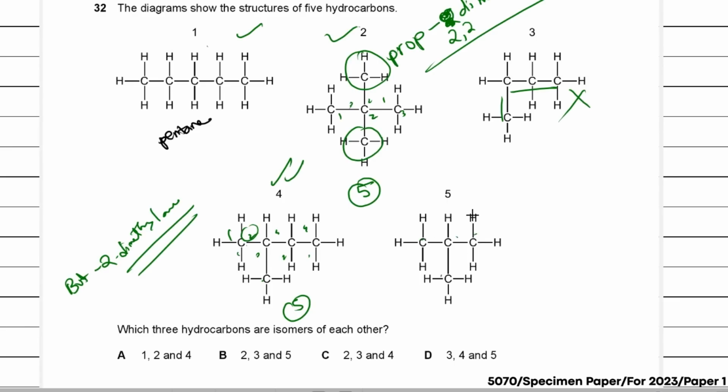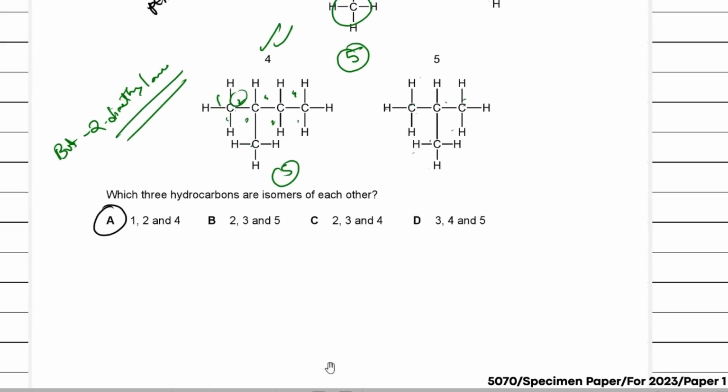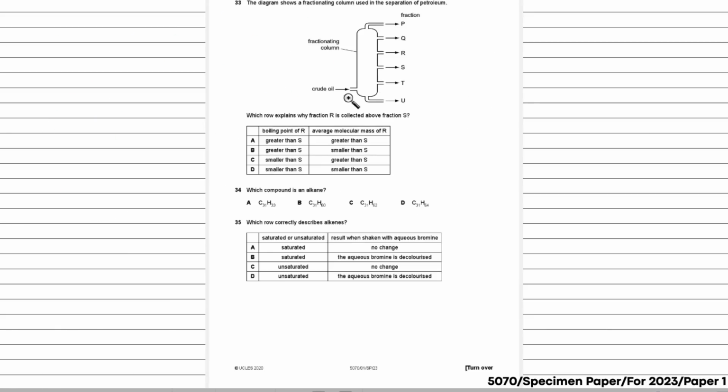1, 2, 3, 4, we've got 4. So these 2 are isomers. Then 1, 2, 3, 4, 5, 6, 7, 8, 9. Oh no, these are not even isomers. They have 9 hydrogens among them. So the only isomers are 1, 2, and 4. So the answer is going to be 1, 2, and 4. So the answer is A. Okay, so moving on to the next question.